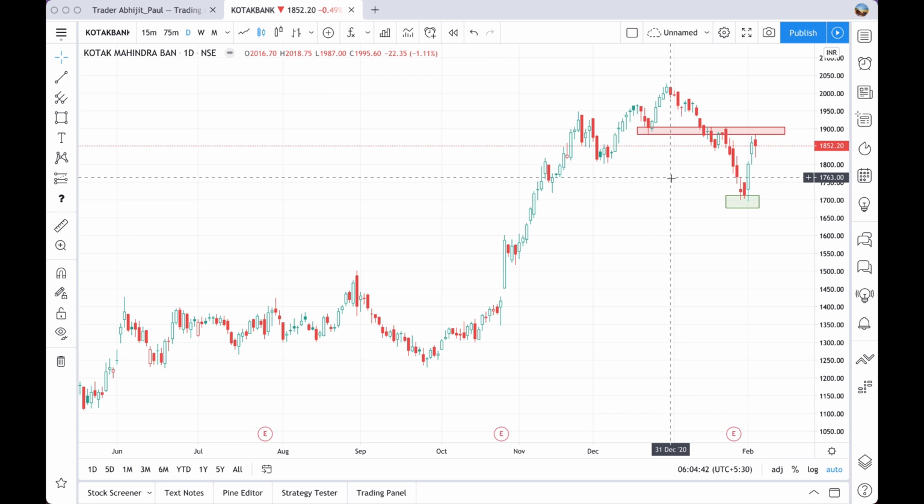And for those angular lines, I actually use parallel channels using the RSI. That's a completely different technique altogether.